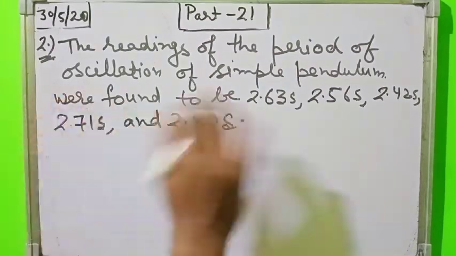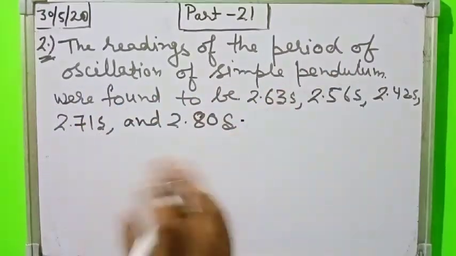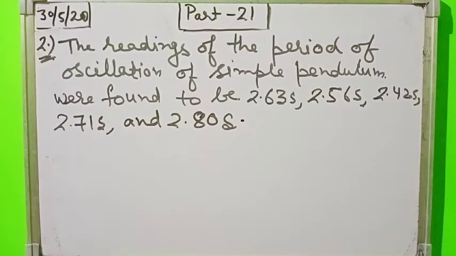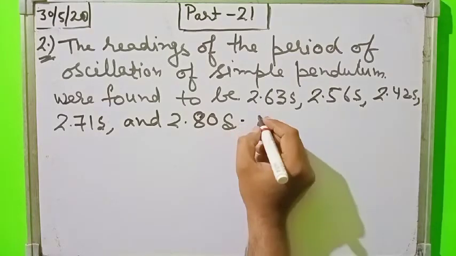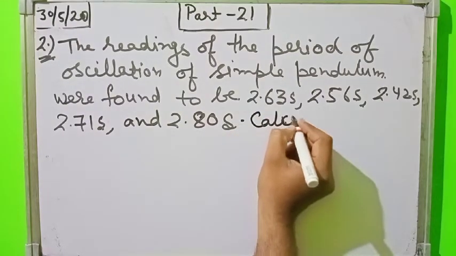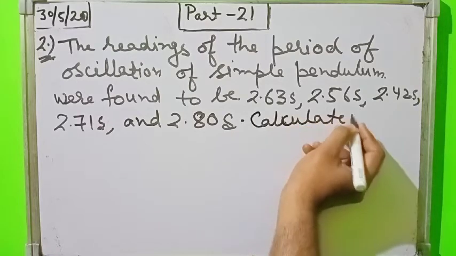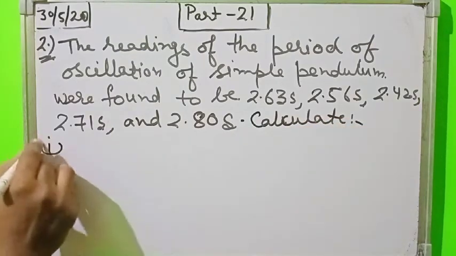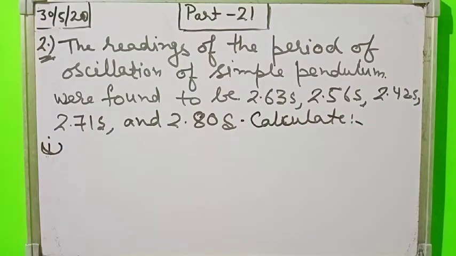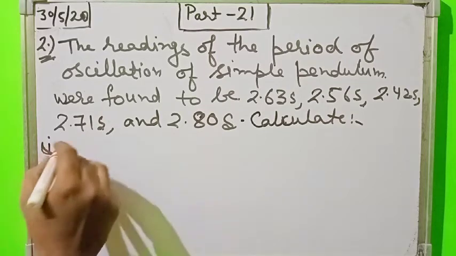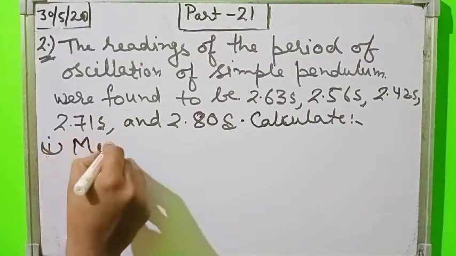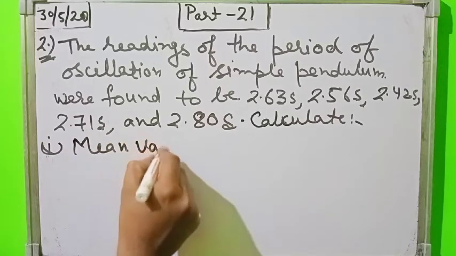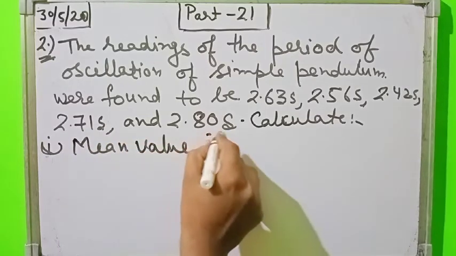For an experiment, this is the time period of oscillation of a simple pendulum. It is given here. Now you have to calculate the same things. First, you have to calculate the mean value of the period of oscillation.